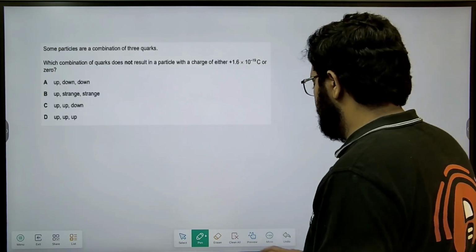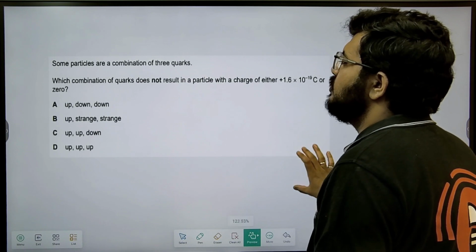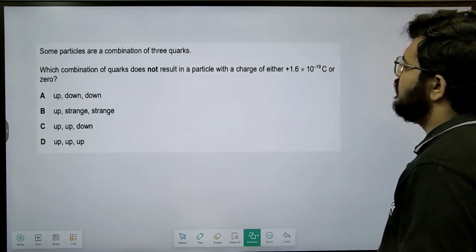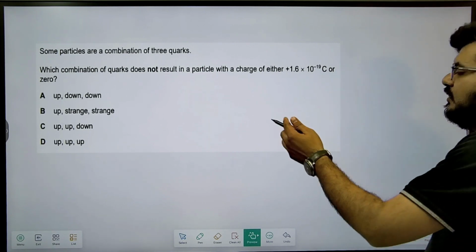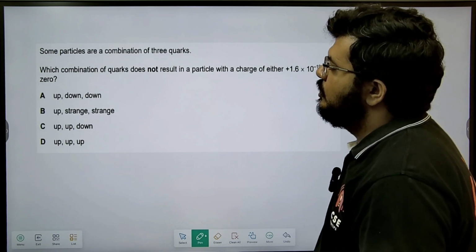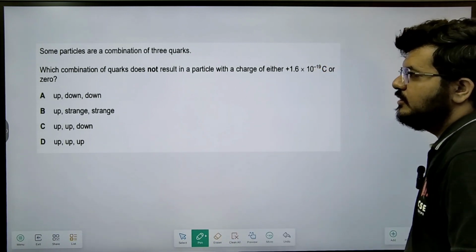Then we have question 41. It says some particles are combination of three quarks. Which combination does not result in a particle with a charge of either plus 1.6 into 10 to the power minus 19 or 0? So up, down, down. That is obviously 0, right?